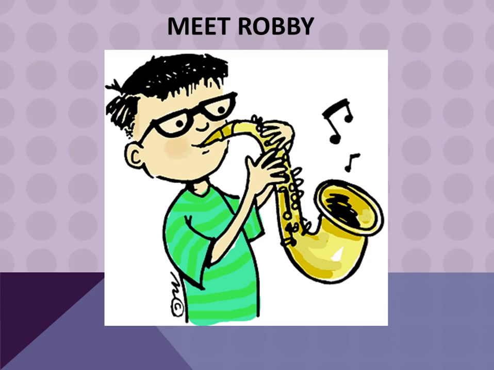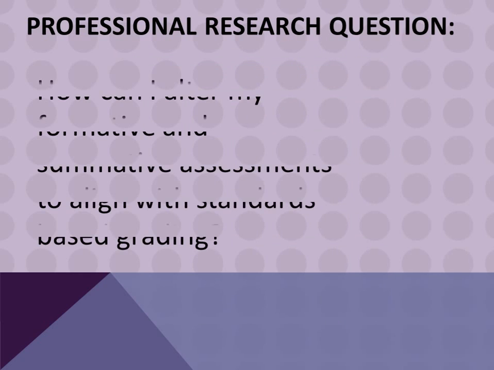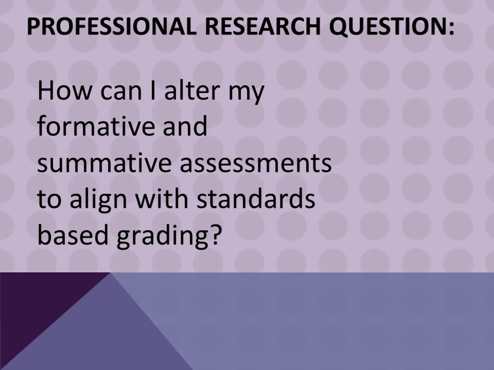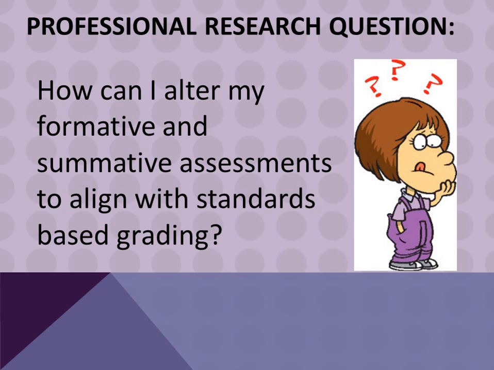Well, it should be, but unfortunately, when we assess whether or not students are meeting the goals we set for them, we take into consideration the failed attempts, average them all together to create a final grade. My research takes a look at traditional grading and explains how standards-based grading is a more fair, evidence-based way to assess whether or not students are meeting the goals set before them. Now for my research question. How can I alter my formative and summative assessments to align with standards-based grading?